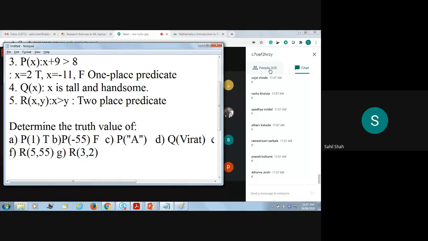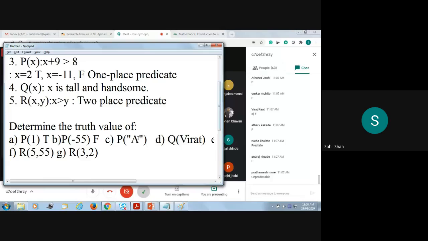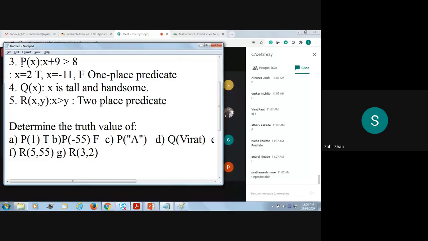P of in double quotes A. The third one, C. What will be the answer for C? F. Who is saying F? P of A is unpredictable. But itself it is again predictable. If we assume the ASCII value of capital A, which is 65, then 65 plus 9 is 74, greater than 8. Only if we assume the ASCII value for this capital A will your predicate become true. Otherwise, it will be unpredictable. So it depends on the ASCII value.